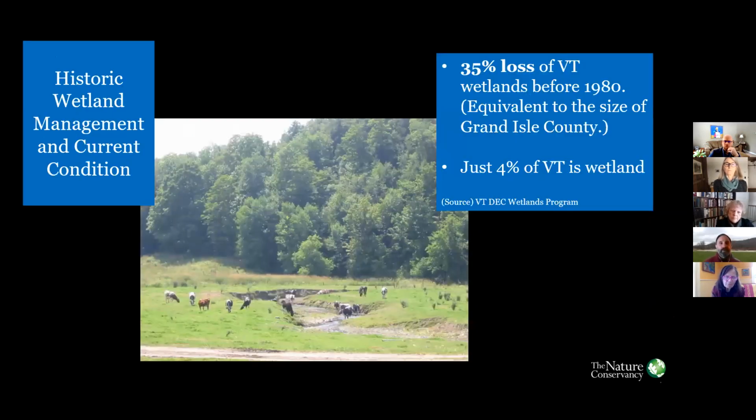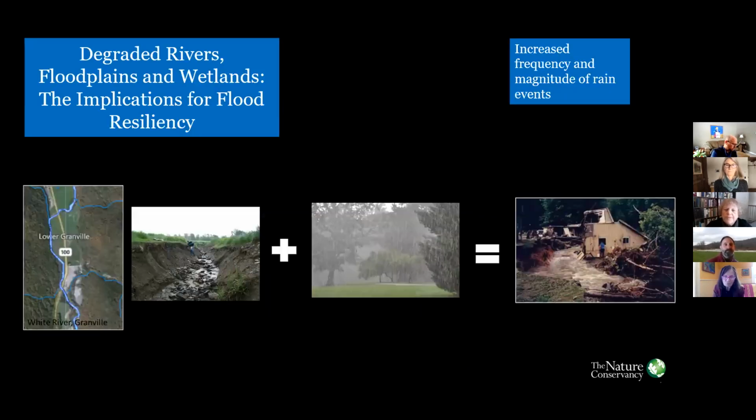But just as with rivers, our historic management approach to wetlands has led to their degradation. According to Vermont DEC, approximately 35% of wetlands have been lost across Vermont, and the total percentage of Vermont now in wetlands is about 4%. So we have straighter, deeper rivers that are disconnected from their floodplains and fewer wetland sinks. We add to that the increasing magnitude of precipitation events associated with climate change. And unless we change our management of our freshwater systems, we are in for ever increasing economic loss and human suffering associated with flooding.